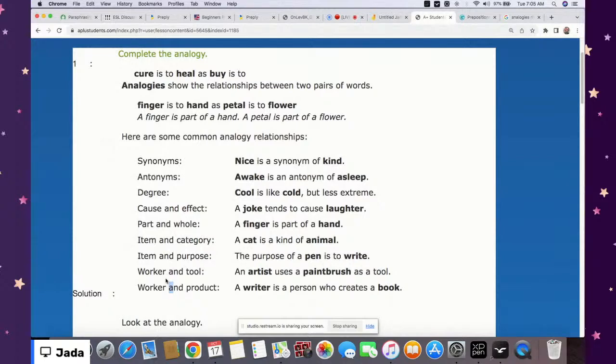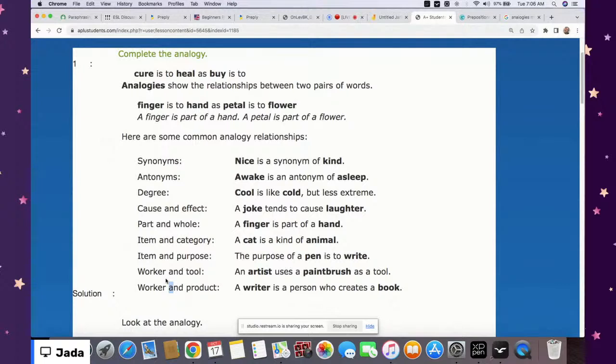When we have movies or dramas, we have actors or actresses. So these are examples. For example, potatoes to food. Okay, so all you need to know is that analogies show the relationship between two pairs of words. They have a relationship, and it shows you why they are connected. So cure is to heal as buy is to work.